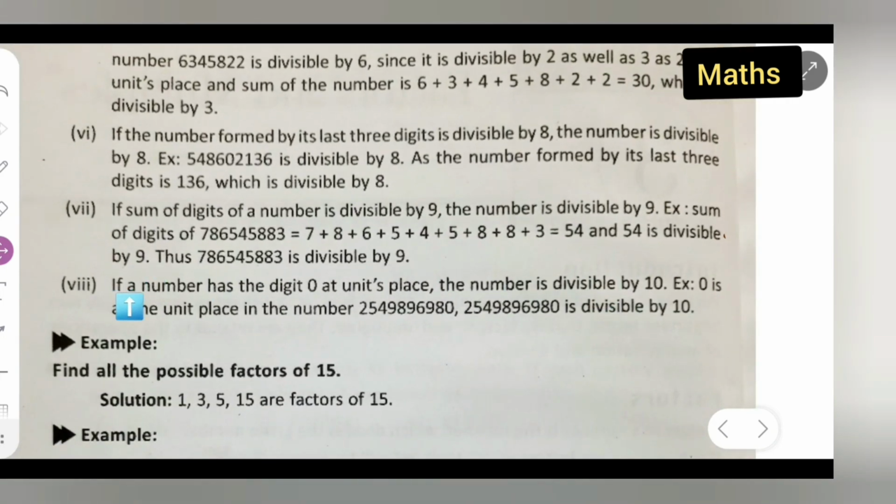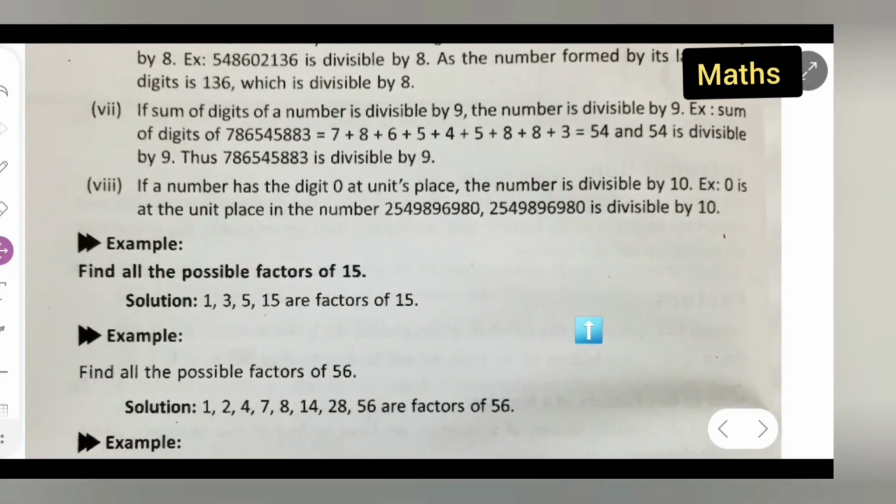The eighth point is, if the number has the digit 0 at its unit place, the number is divisible by 10. If the digit is 0, then you all can say it is divisible by 10. Example, 0 is at the unit place in this number. So obviously these numbers are divisible by 10, you all can say.